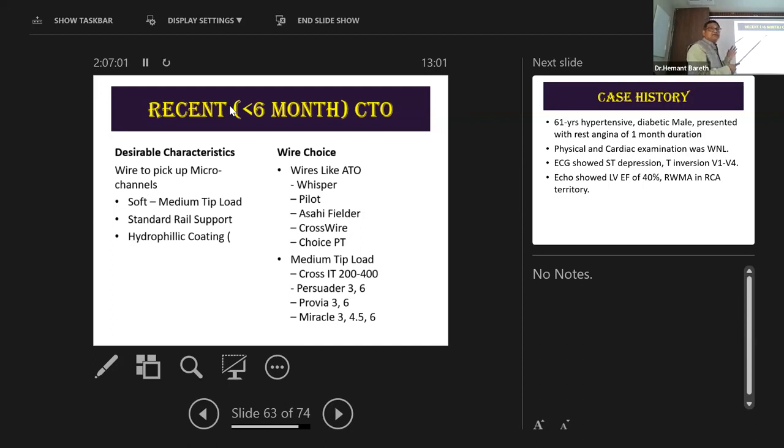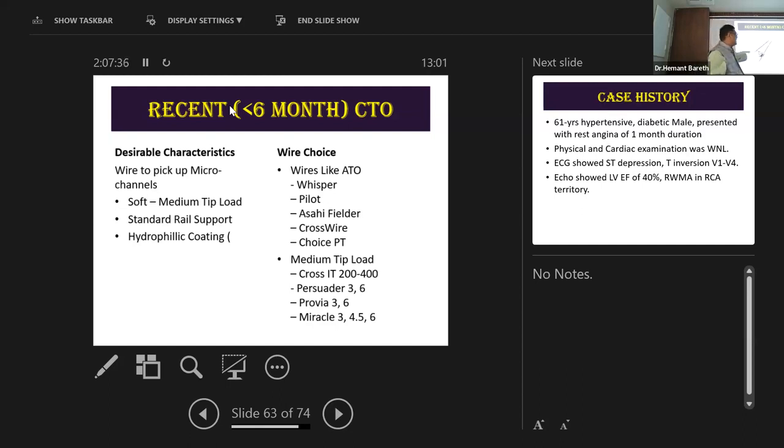Now the third situation, or fourth situation, is a recent CTO, less than 6 months. The difference between a recent CTO and an older CTO is that in a recent CTO, many micro channels are present, and in an older CTO, there is just fibrosis and calcification. So an earlier CTO is to be treated differently. Here, what you want is to pick these micro channels. So you require something like medium tip load, standard brake support, and a hydrophilic coating.